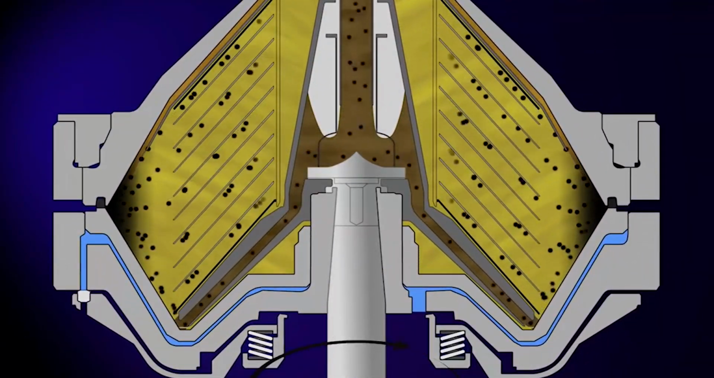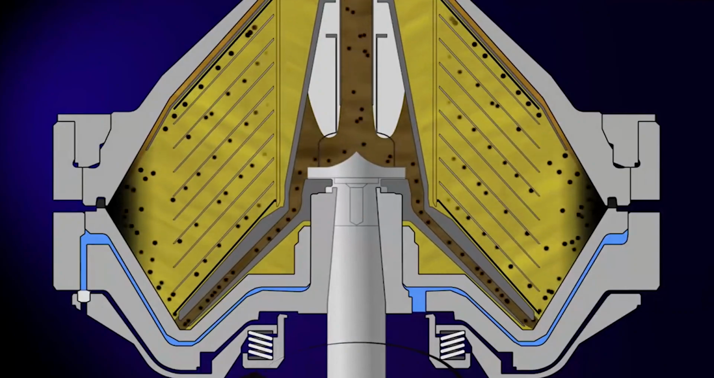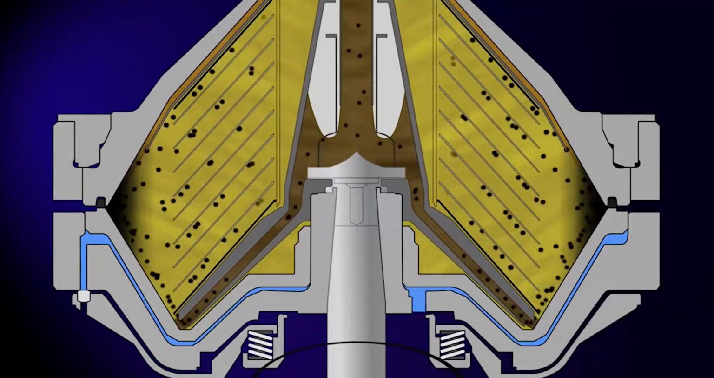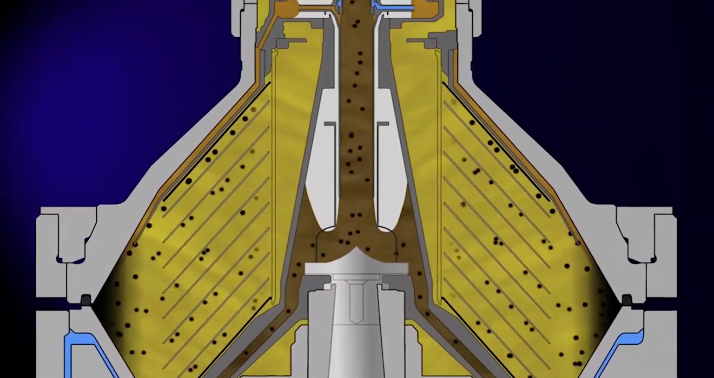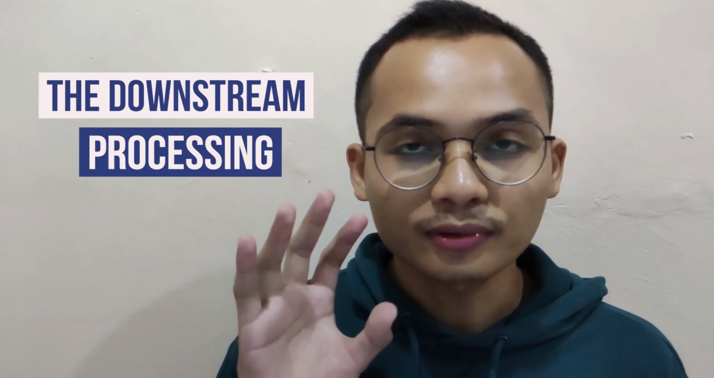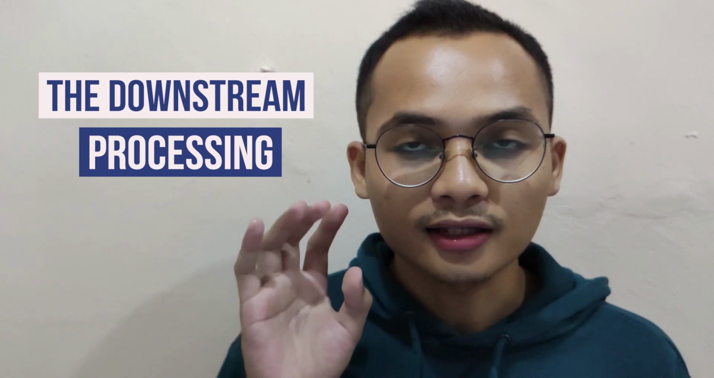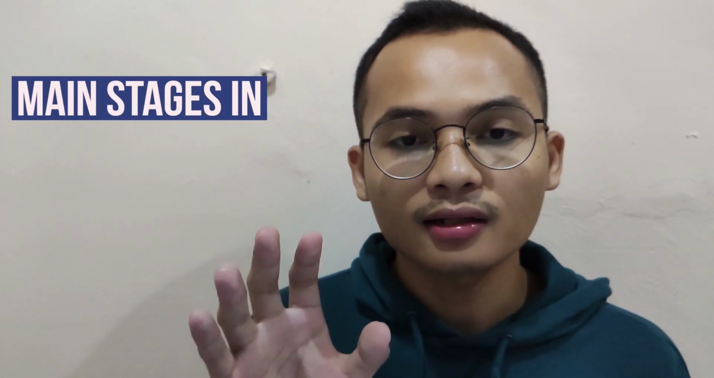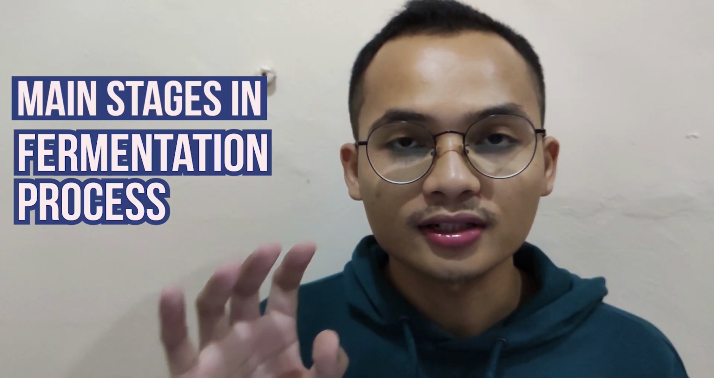For information, 60 to 95% of the total cost of the fermentation to produce a product is for the product recovery, which means downstream processing is, as I can say, the main stage in the fermentation processing.